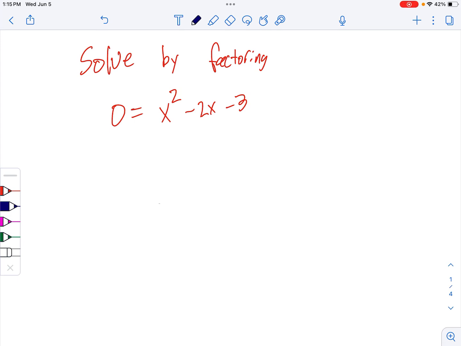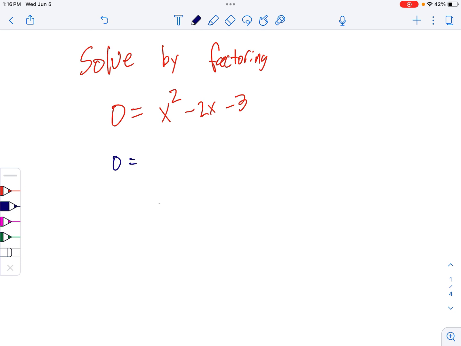Okay, so we're going to start this lesson with a little bit of review of what we've learned previously. So we're going to solve this equation by factoring. 0 equals x squared minus 2x minus 3. If you remember this type of factoring, it's a trinomial, so it's 3 terms. So what we're going to do is look for two numbers that multiply to negative 3 and add to negative 2. Because 3 is prime, there's only a couple options.